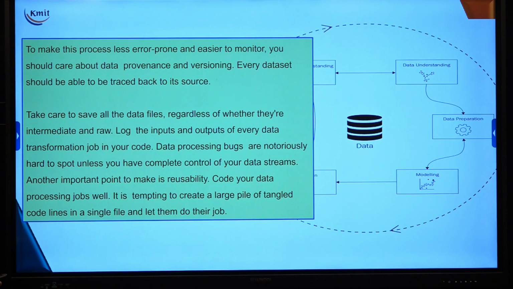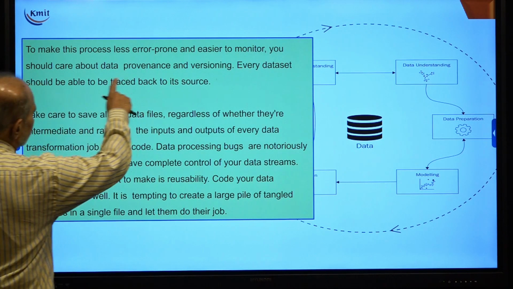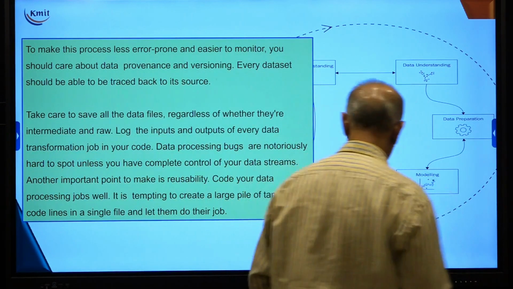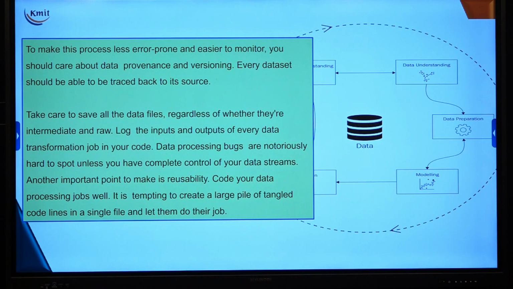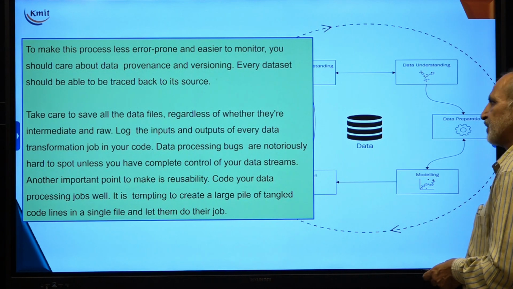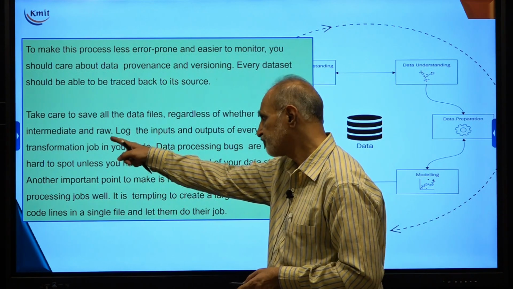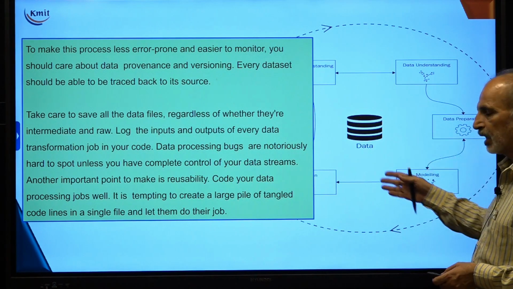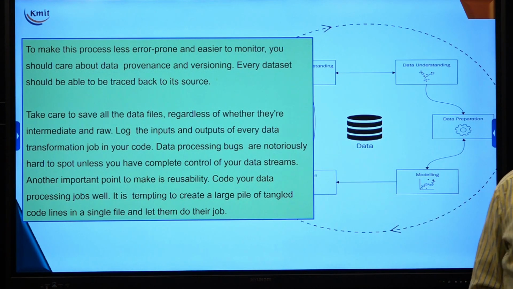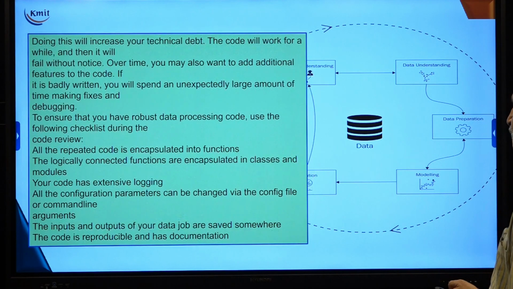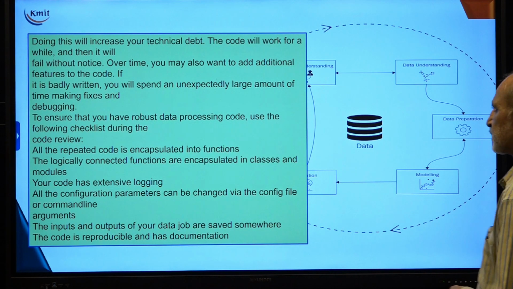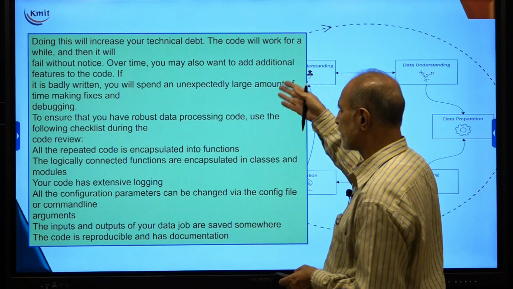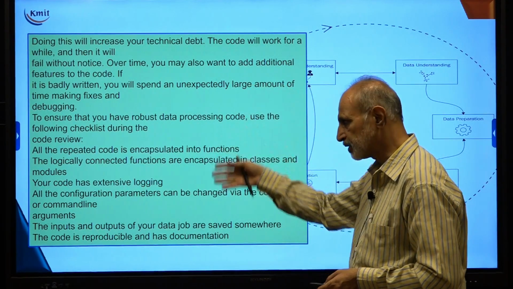To make this process less error prone and easier to monitor, you should care about data provenance and versioning. Data keeps on changing as we have seen, and we have to worry about the version. Previously what was the data and today what is the data. That is called a version change, and take care to save the data file regardless of their type, whether intermediate or raw. Log the input and output of every data transformation job done in the code. If I keep a log, I'll know what mistake I committed last time. So this will save my project from failure. Not doing this will increase the technical debt, and the code will work for a while and then fail without notice. Over time you will also add additional features to the code and life becomes very easy.